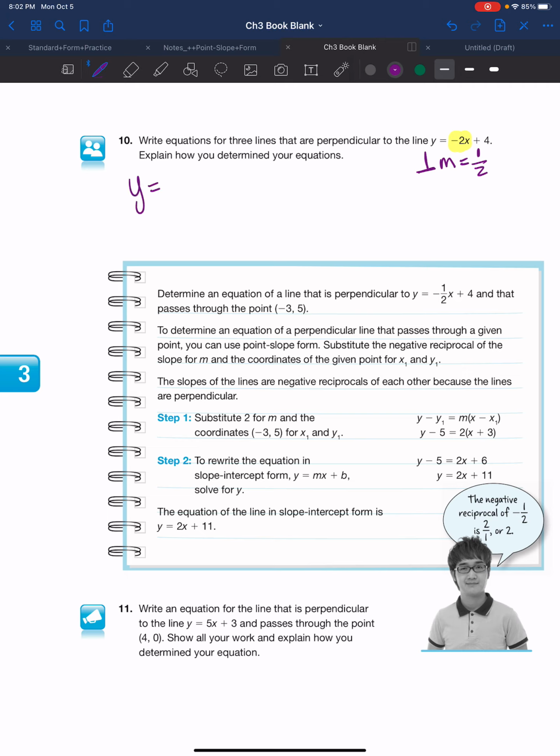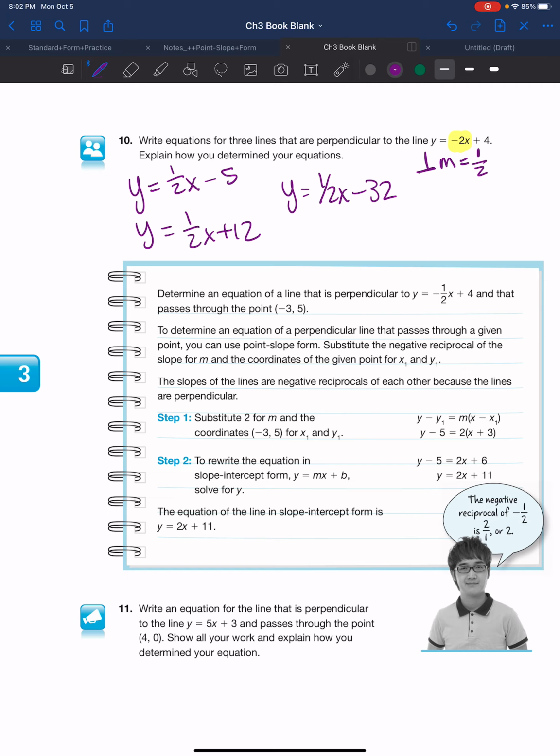And then we'll use that to just make up the rest. So y equals 1/2 x minus 5. Y could equal 1/2 x plus 12. Or it could equal 1/2 x minus 32. But you get the gist: we change the sign and flip, and then the y-intercepts will look different.